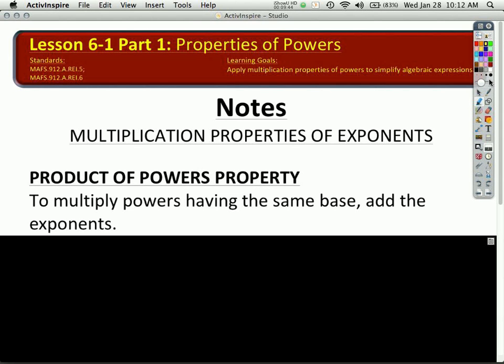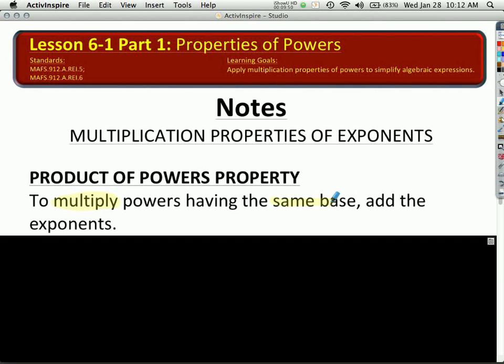So there are key words. Multiply, same base, add. Multiplying powers that have the same base, you add the exponents.